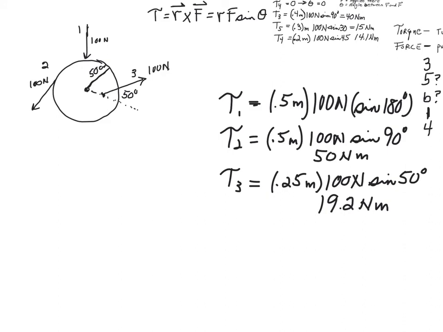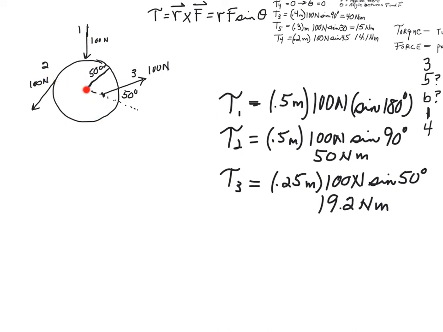Okay, here are the values you should have gotten. The first one, I put in a sine of 180 rather than 0 because the R vector is this way and the force is that way, so they're opposite. But anyway, either way, 0 or 180, the sine is 0. Obviously, this isn't going to twist the thing.